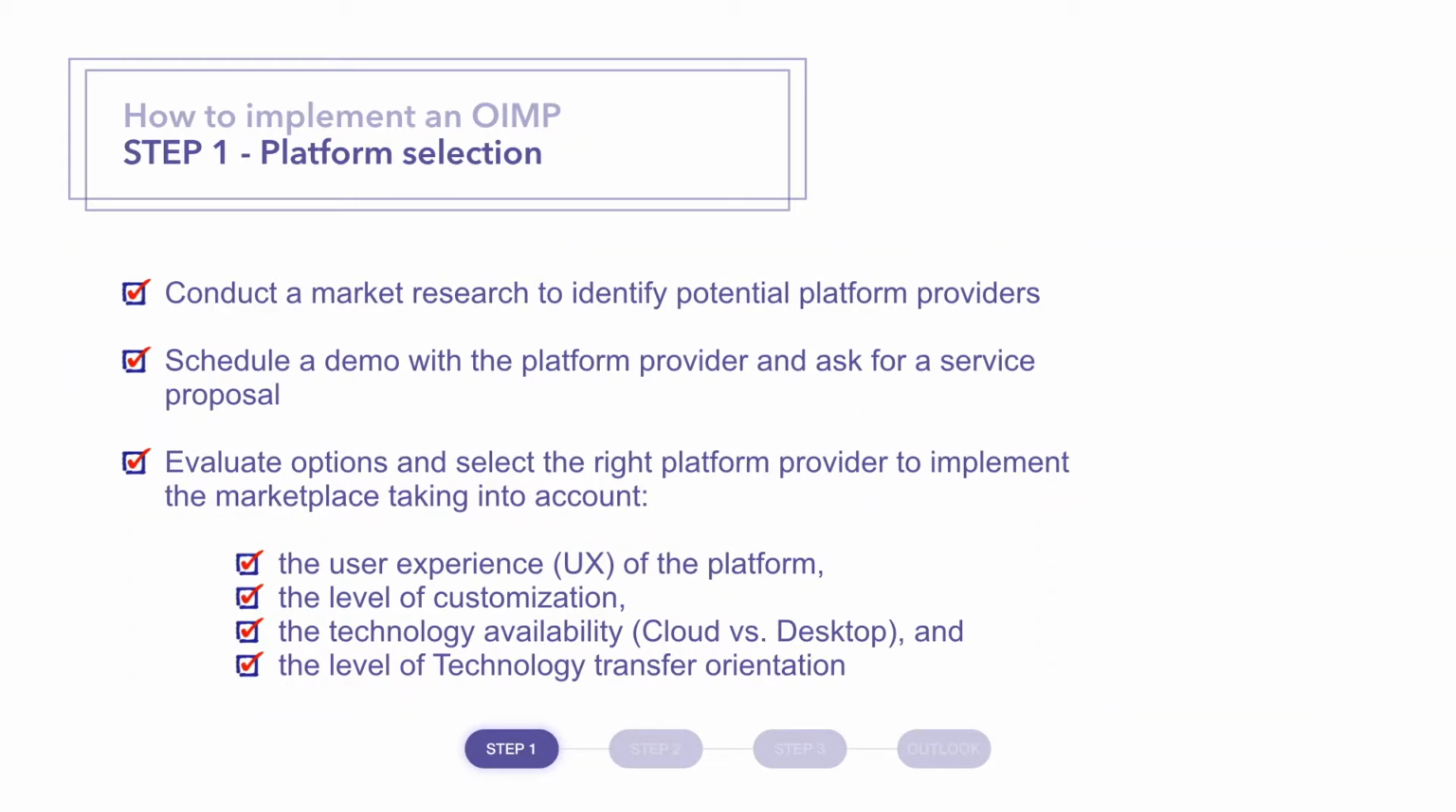To implement the tool, the university first has to conduct a market research to identify potential platform providers. Actors to conduct the research may be the technology transfer managers, as they will be directly involved in the transfer process. Market research can be conducted either searching on web browsers or looking for suggestions on software recommenders, looking for business cases, best practices, etc. The university should schedule a demo with the platform provider and ask for a service proposal in order to evaluate it afterwards.